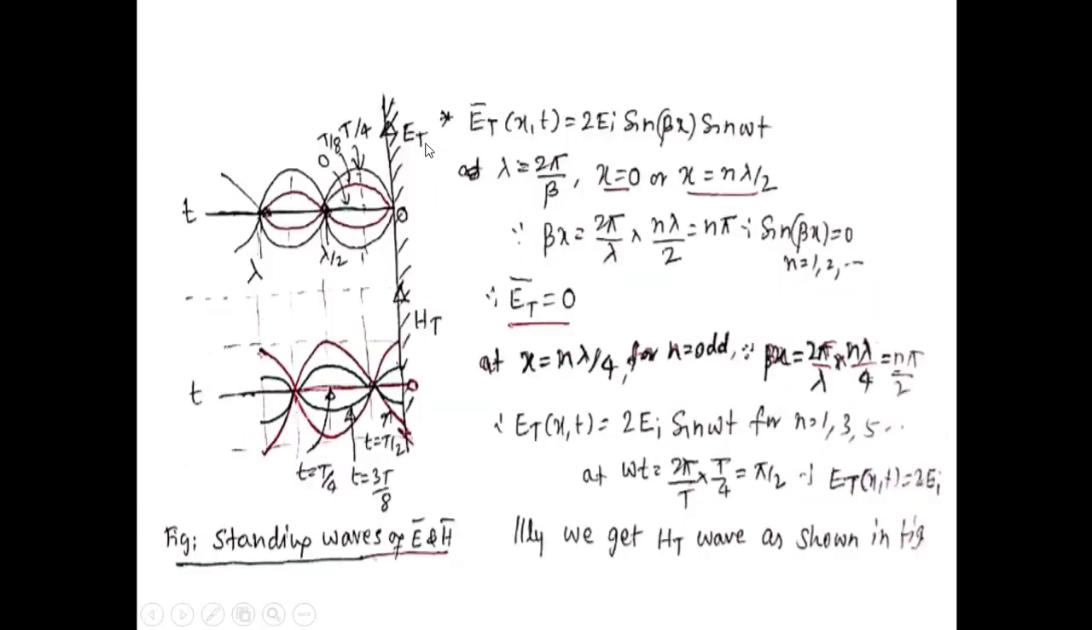Therefore, we can draw this waveform for the electric and magnetic field. Here Et bar of x, t is equal to 2 Ei sin beta x sin omega t. Let lambda is equal to 2 pi by beta. Therefore, beta is equal to 2 pi by lambda. And for x equal to 0 or x equal to n lambda by 2, beta x is given by n pi. Therefore, sin beta x is equal to 0 for n is equal to 1, 2, 3. Therefore, Et bar is equal to 0.